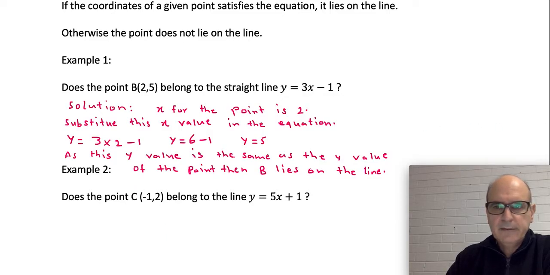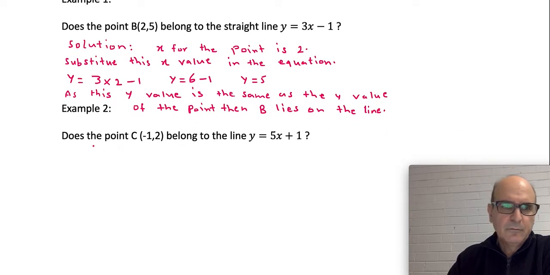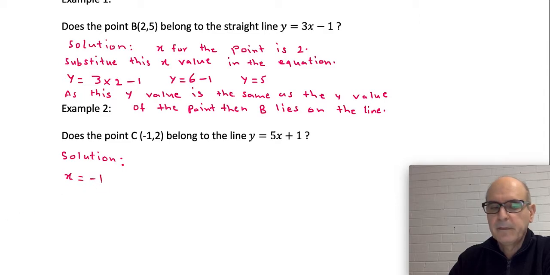Okay, let's look at another example, example 2. Does the point C with the coordinates of minus 1 and 2 belong to the line y equal to 5x plus 1? We do the same thing again. So what is the x value? The x value of the point is minus 1. I write this time like that, x equal to minus 1. So now what I'm going to do with this x value? I'm going to sub it in this equation.